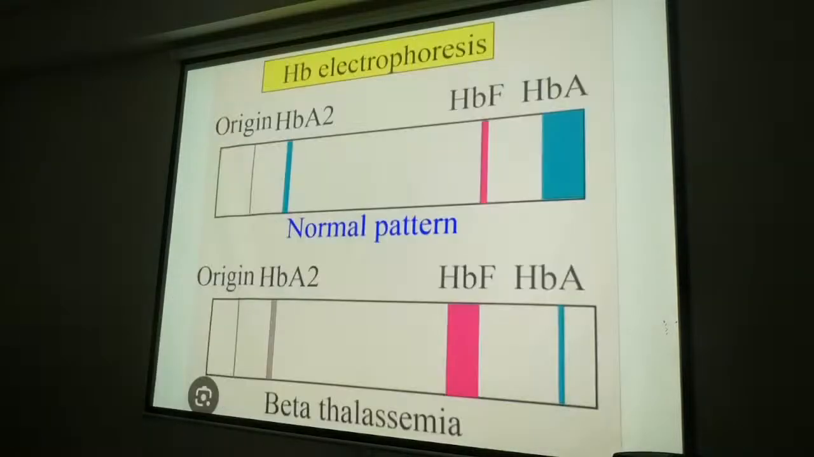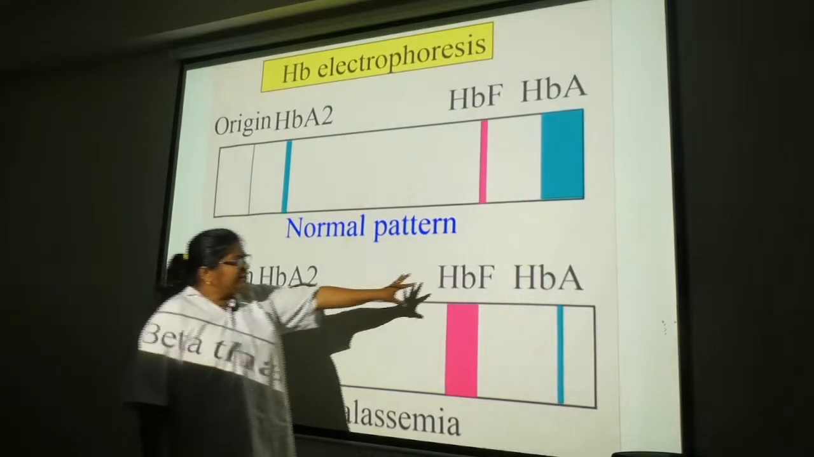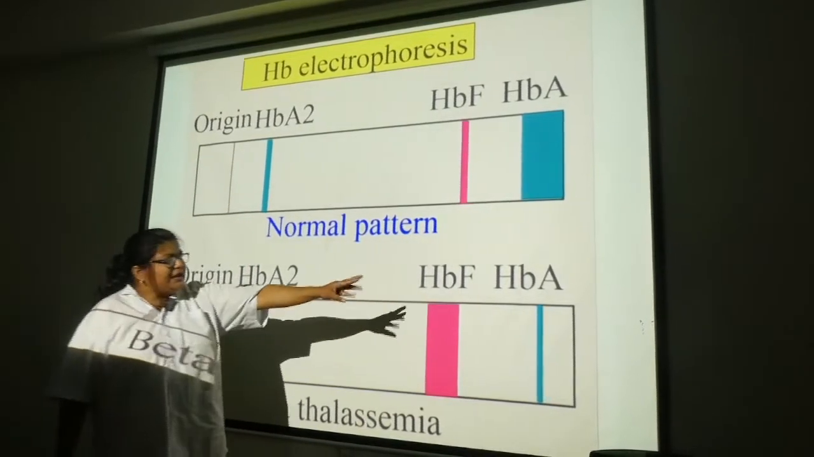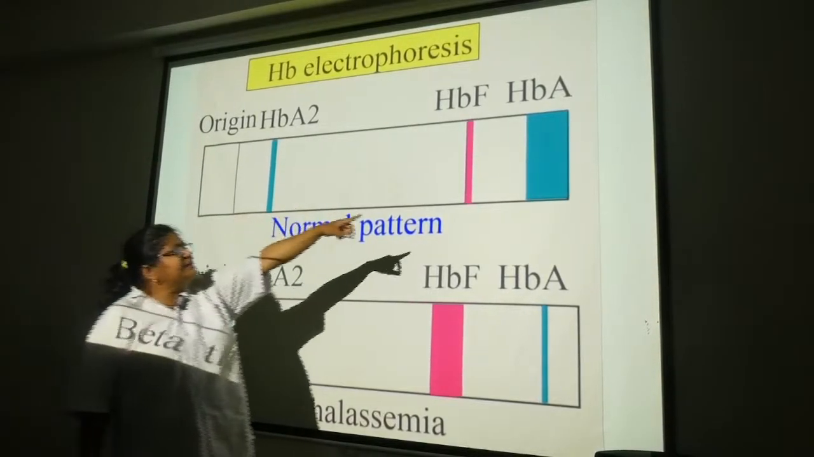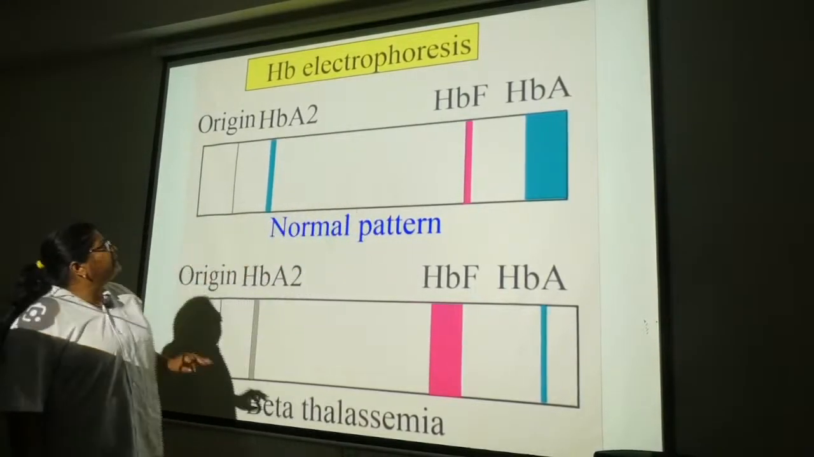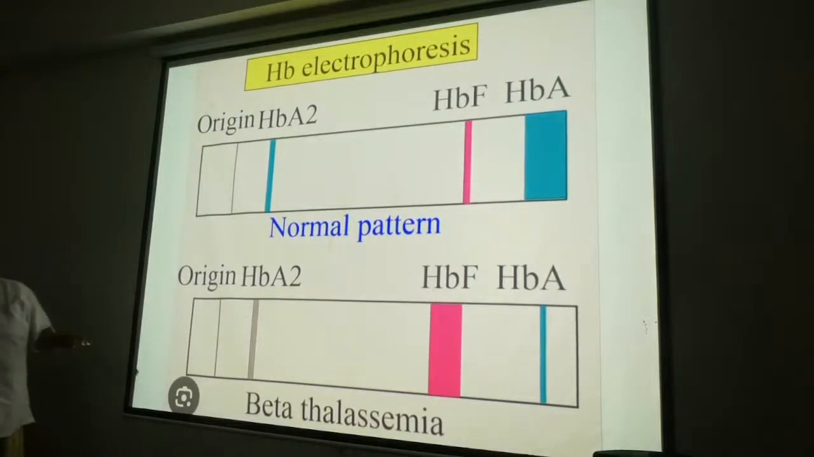This is another picture, of beta thalassemia patients. Here in a beta thalassemia patient, the hemoglobin F band is more and there is a little bit of HbA. In the normal pattern, HbA is more, fetal hemoglobin is very low, and A2 is also low.